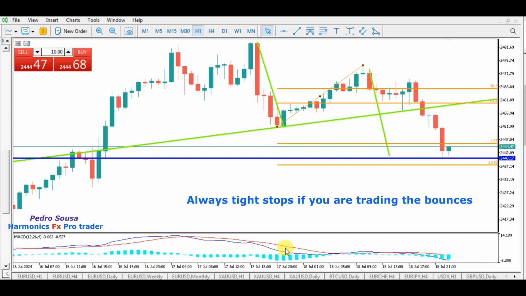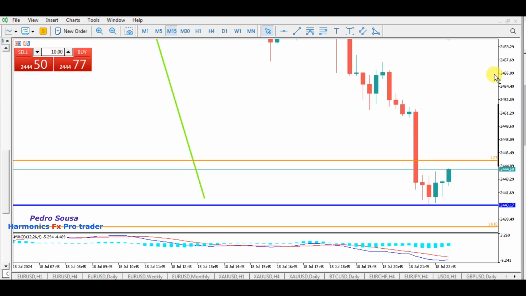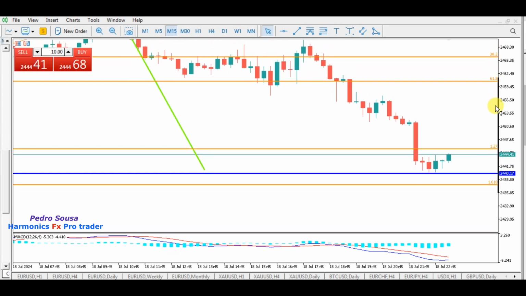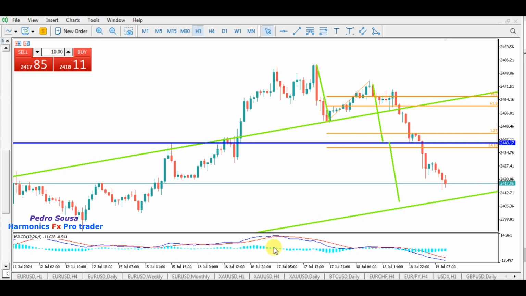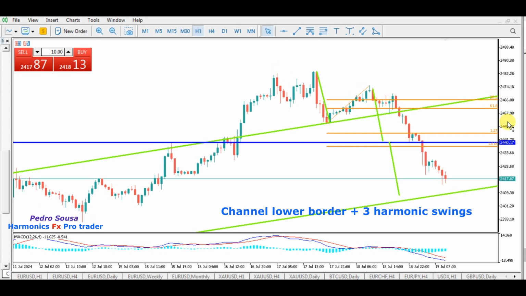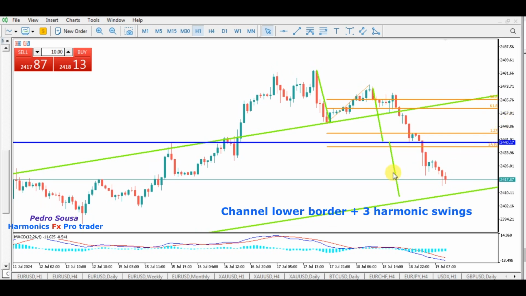A few hours later, you can see what happened. We had the bounce, and then a few hours later, price actually broke down that support that was previous resistance, and now it's challenging the lower border of the upswing channel and doubled the harmonic swing.